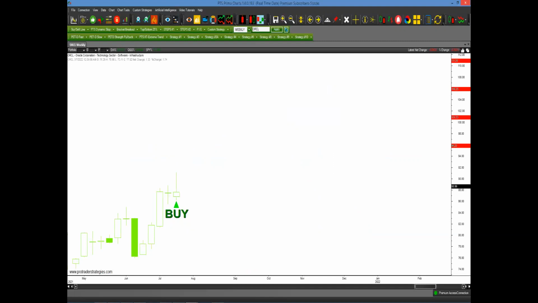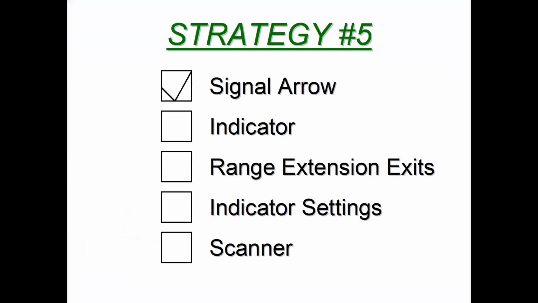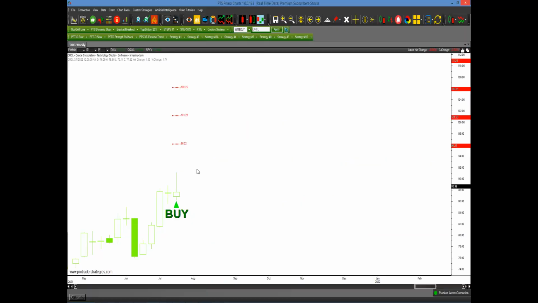But let's say you want to maybe buy the stock, but you're not sure where to get out. You don't really know. Well, here's one of the best things. On our platform, you would, once again, click on strategy 5. Now, where normally to see where the signals are, you would click on signal arrow. But now you're going to be clicking on range extension exits. And this is just one of the different exit plans we teach you, but this one's displayed on the platform, and it automatically displays different levels for you to exit on.